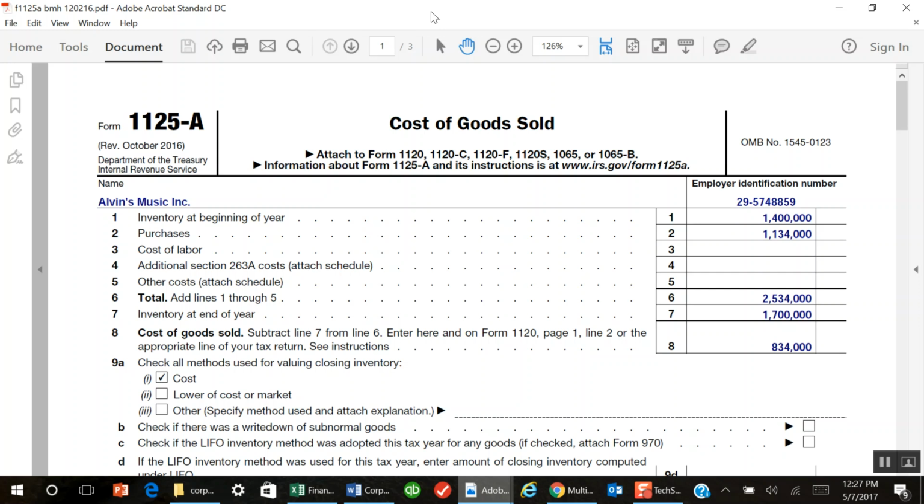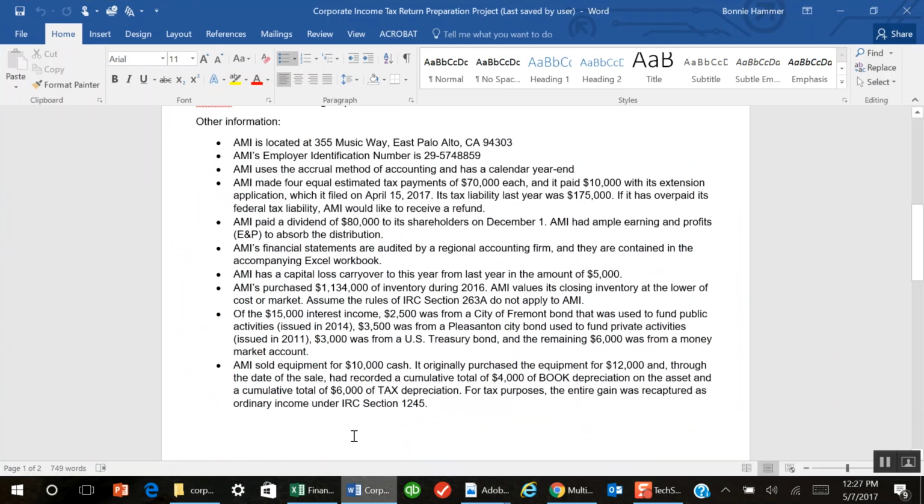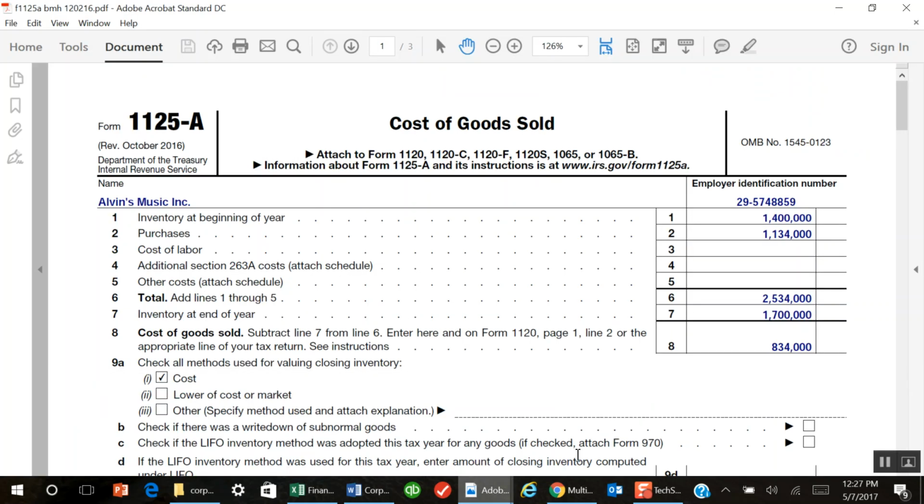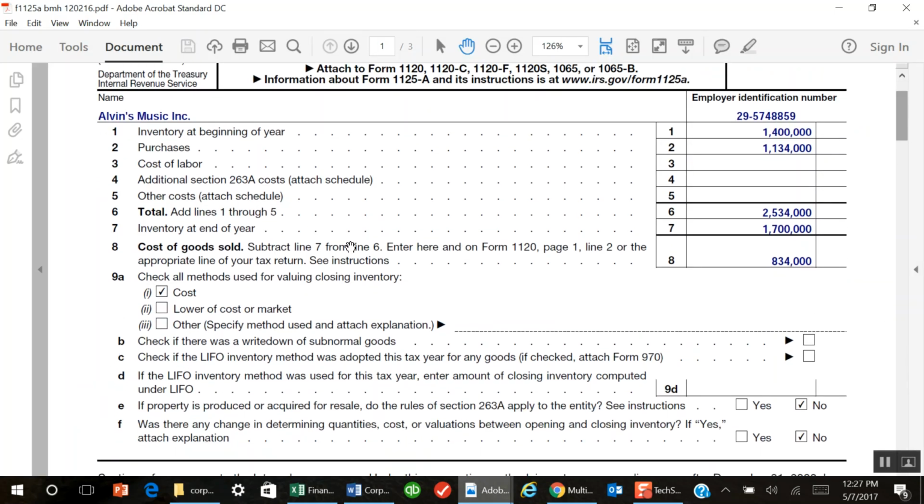So I asked you guys to fill this out. I told you in the facts that they had bought 1,134,000 of inventory during 2016. And I also told you that they valued their closing inventory at lower of cost or market, and I told you to assume that the rules of 263A do not apply. The reason for those last 2 bits of information was so that those of you who wanted to fill out the form a little bit more accurately would have the wherewithal to actually mark it.